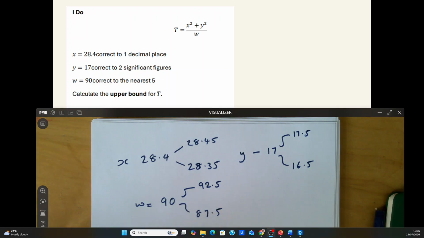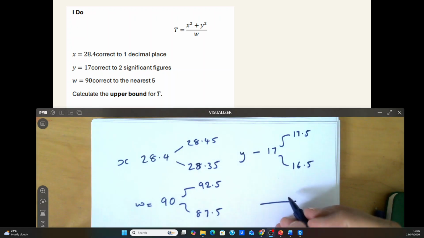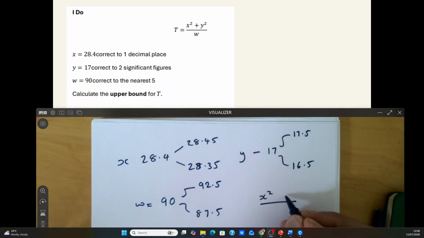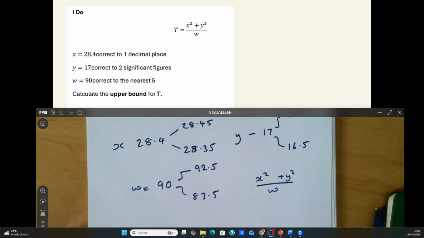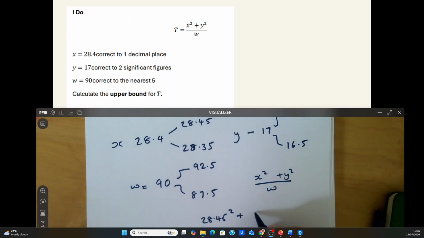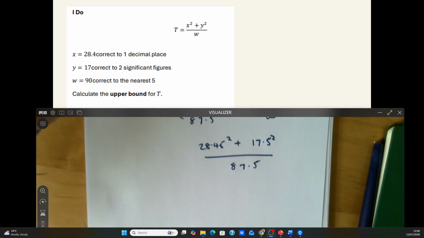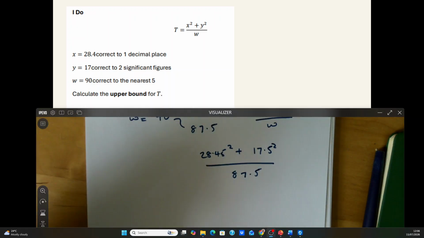We can get that. Now I want the upper bound, and it's a divide. Because it is a divide, I need the biggest here, and I need to divide by the smallest W. So the numbers I'm going to choose are 28.45 to be x. My y will be my 17.5, because that's the biggest, and my smallest divided by the 87.5. Got them in, written them down.